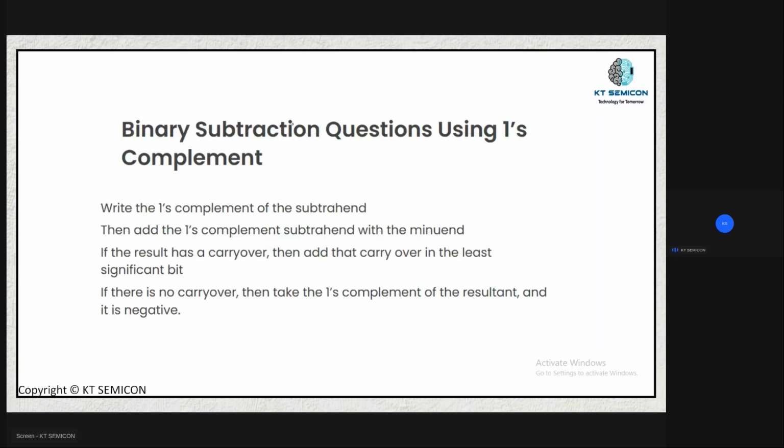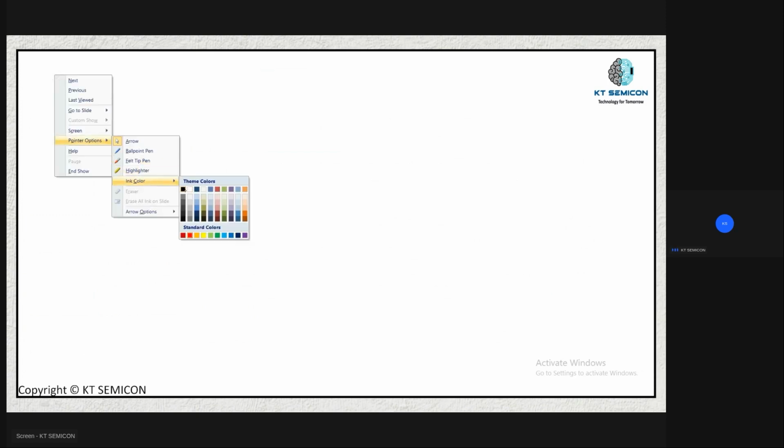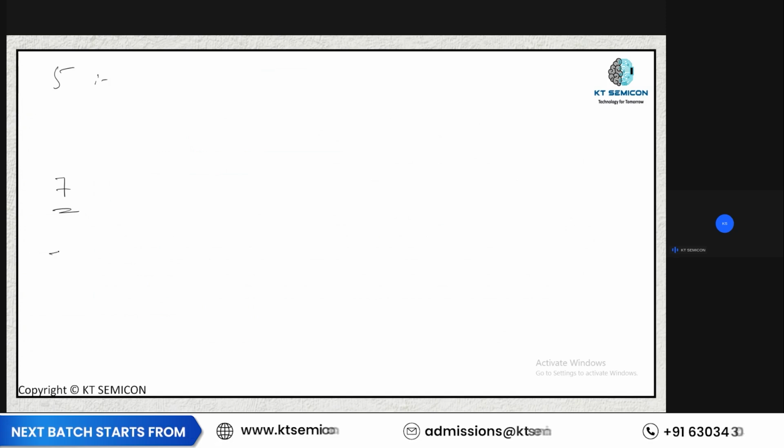So basically, let us take a simple example. Let's say we are going to take two numbers, let me write it down. Let's say I'm going to take 5 and 7, okay? And let's say I want to add these two numbers, 7 plus 5. Then let's see how we are going to add it using one's complement form of addition.